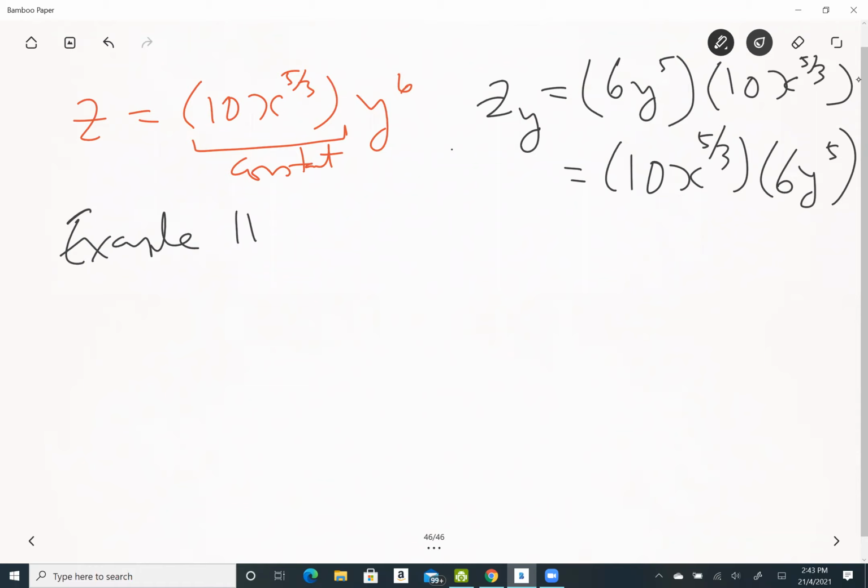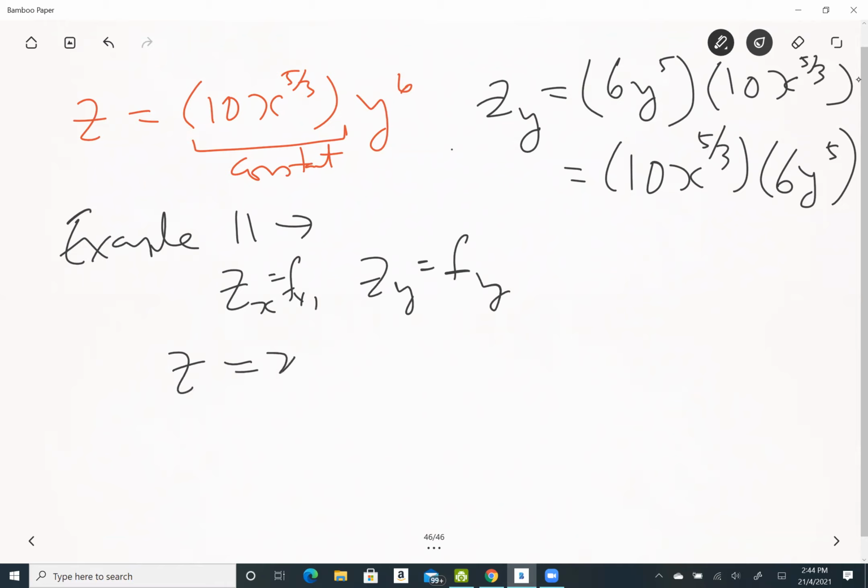Now, the example 11 is interesting because they want to find the second partial. Okay, but we don't have to worry about the second partial because we haven't learned second partial. So you find the partial derivative. That is the first partial. So you got zx, and then you find zy, or fx or fy. Okay, everybody got it?